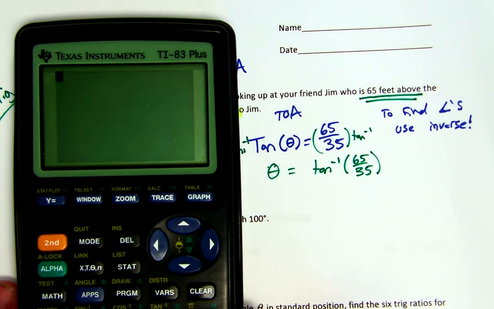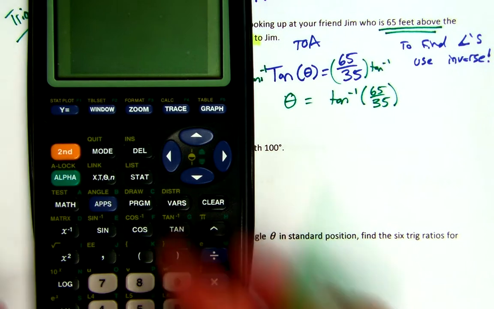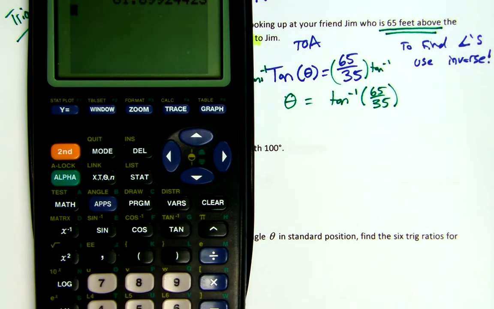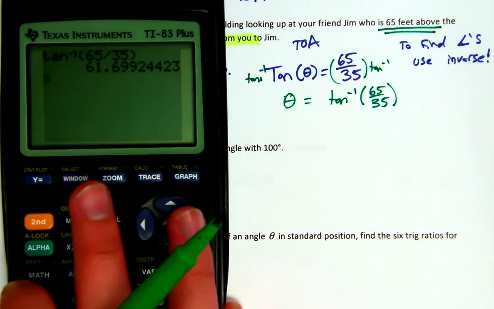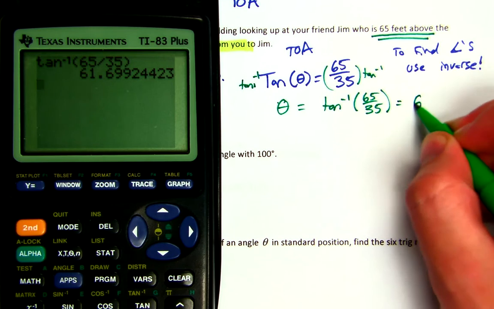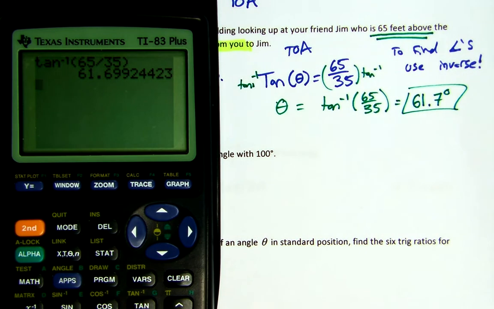Alright, so we need tan inverse. That's second tangent, 65 divided by 35. We end up with 61.69. It didn't tell me where to round, so I'm going to go to the tenths place. 61.7 degrees. And that is our answer. We found the angle.